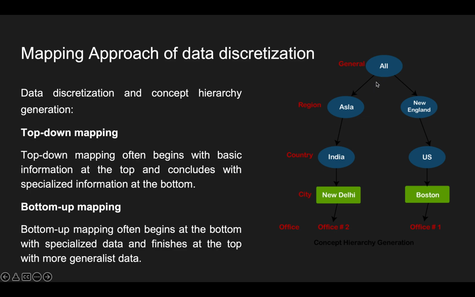If you consider the top-down mapping, as the name suggests, it begins with basic information at the top and then concludes with the specialized information at the bottom. The bottom-up mapping begins at the bottom with the specialized data and finishes at the top with more generalized data.